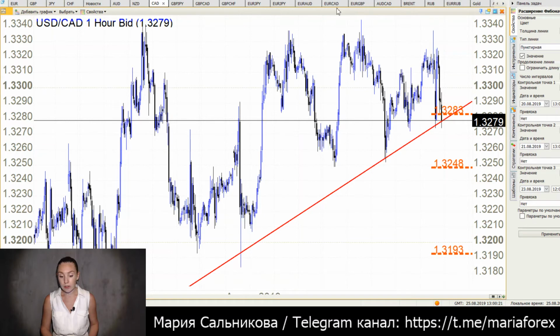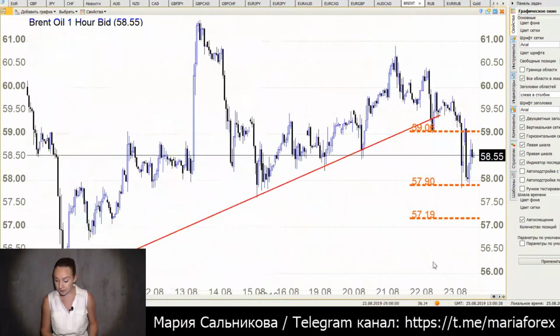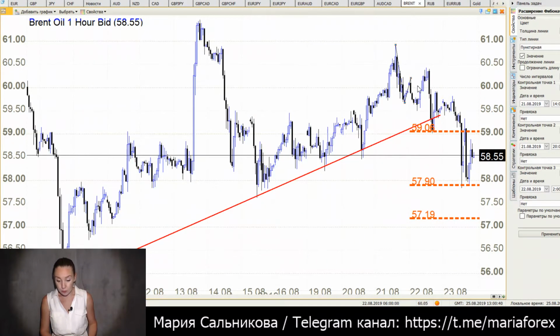Okay, next we go to Brent oil. Brent oil, it's right here, and my congratulations to those who are selling it, and I think that we'll see this week maybe target 56. Maybe it will be even lower with a target 55.